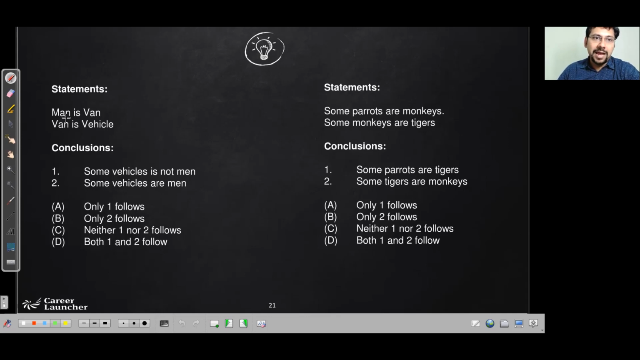So let's draw. Man is a van is a universal positive, and van is a vehicle is a universal positive. So I quickly remember from memory that, okay, two universals give us a universal or a particular, and two positives only give us a positive claim.